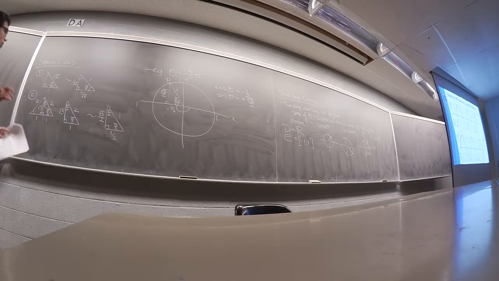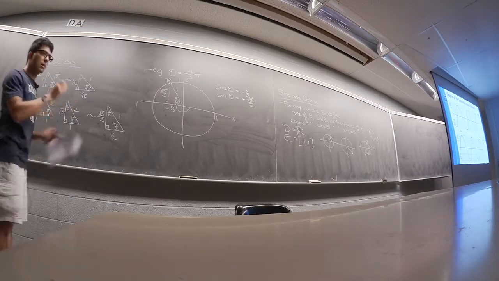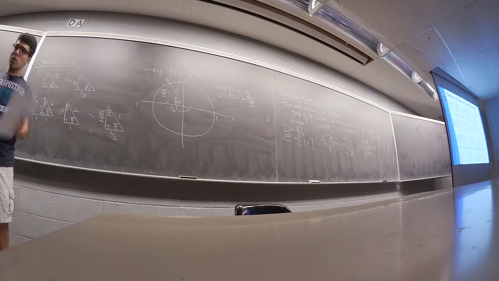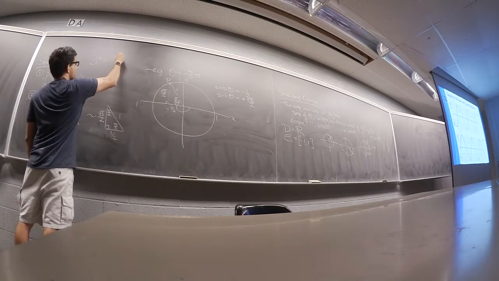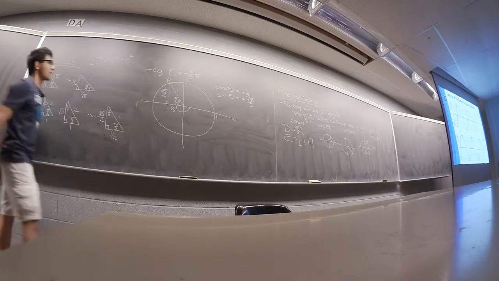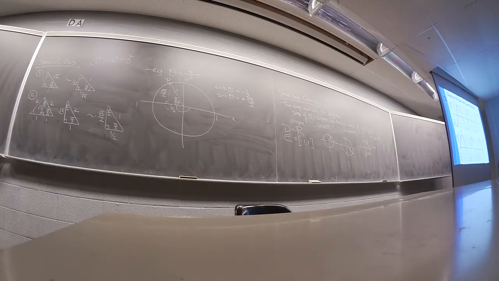And again, in case I mumbled this, I'm just going to say this one more time. The distance of a point xy from the origin, okay, is given by this. Okay, so you can use that for the Pythagorean identity.